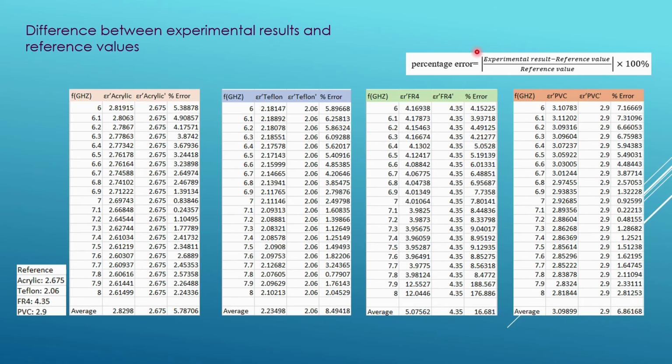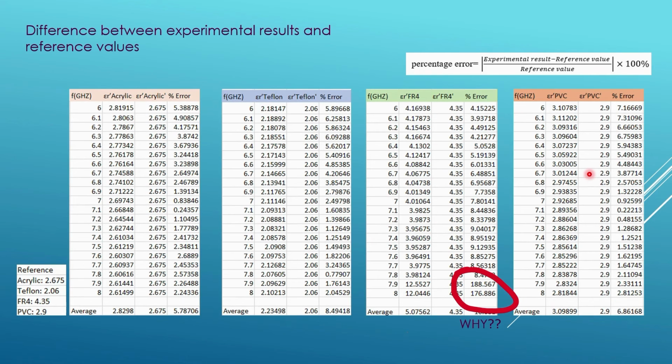Moving on, we calculated the difference between the experimental results and reference values for the frequency range 6 GHz to 8 GHz and the average percentage error. The average percentage error for sample acrylic, Teflon, FR4, and PVC are 5.79, 8.49, 16.68, and 6.86 respectively.